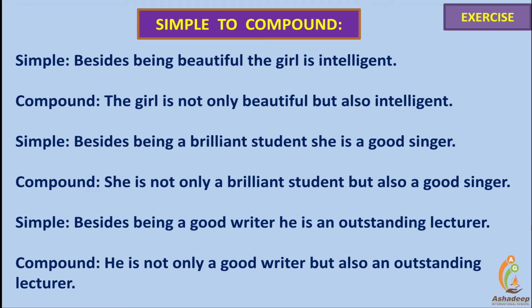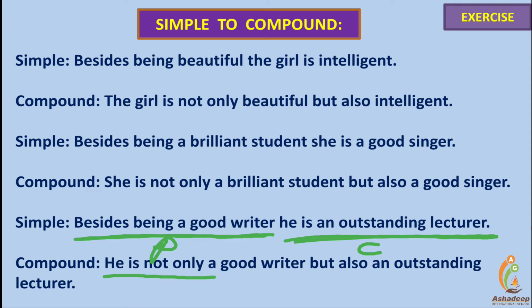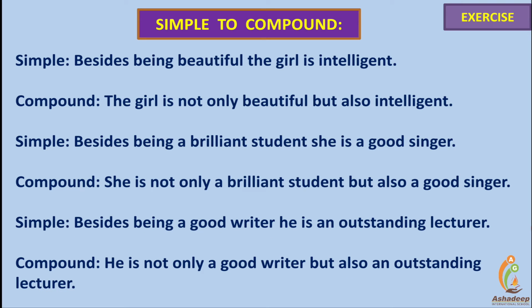Besides being a good writer, he is an outstanding lecturer. Here again, it's a phrase, since it has no subject. Now, besides being a good writer means he is not only a good writer but also an outstanding lecturer. He is not only a good writer, a full clause, but also, the conjunction, an outstanding lecturer means he is an outstanding lecturer. So, friends, this is the way simple sentences are converted into compound ones.